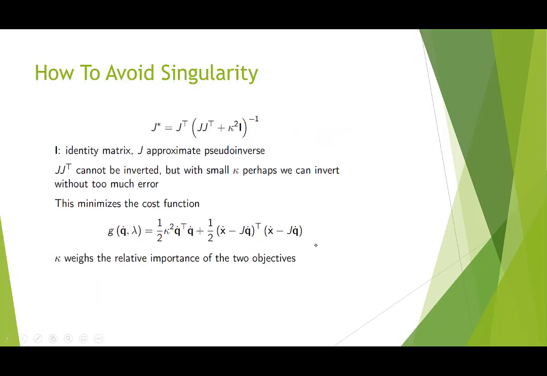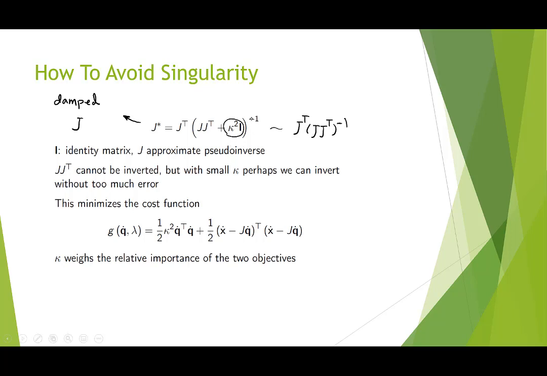There are other ways to avoid singularity as well. One was secondary task. What else can we do? Another thing we can do is to use something that's called damped Jacobian. A damped Jacobian is like a pseudo-inverse, but the difference is this term added. If you remember the pseudo-inverse equation and compare, this has a small term added.